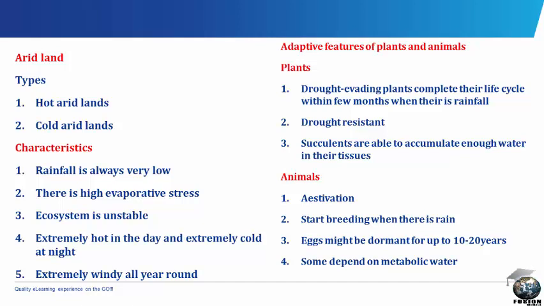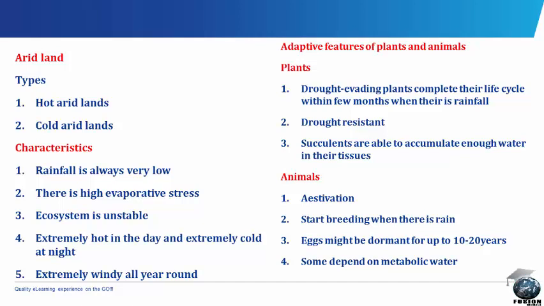Ecosystem in the arid land is unstable. Arid land is extremely hot in the day and extremely cold at night. It is also extremely windy all year round. Adaptive features of plants and animals in the arid land.